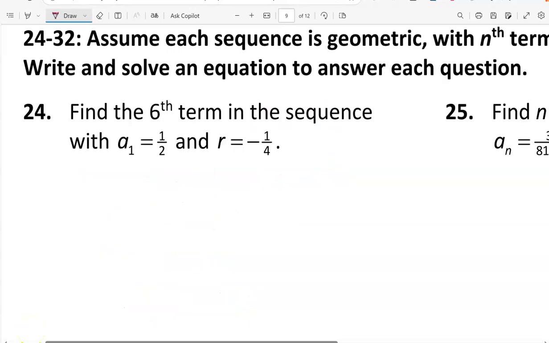In 24 through 32, we're shifting gears. We are assuming that each of these sequences is geometric with an nth term a sub n and a common ratio of r.